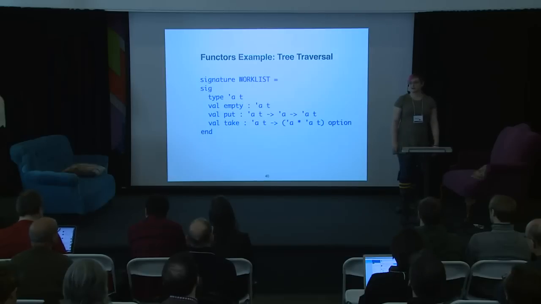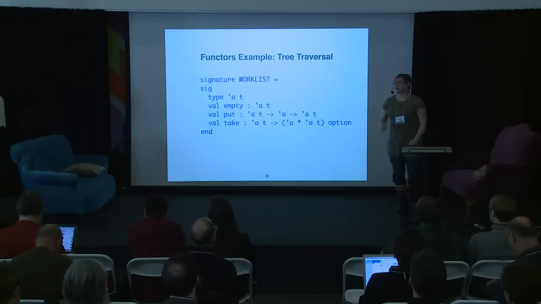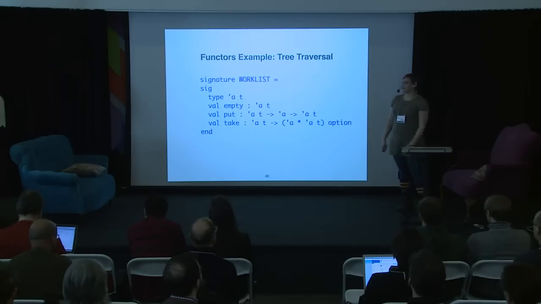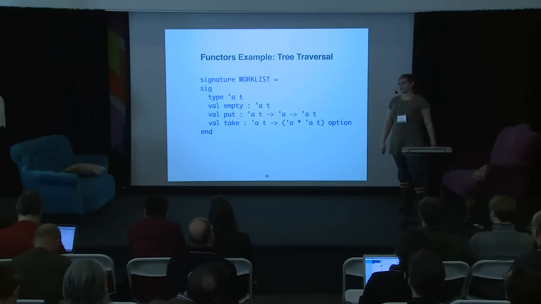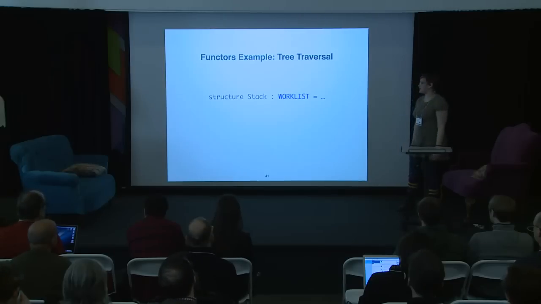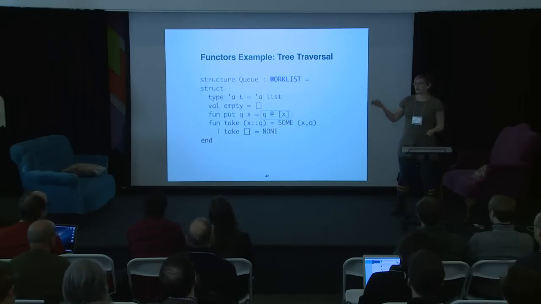And our work list signature is the same as our stack signature, except I've just changed the names of the fields to make them a little more agnostic, right? So we still have an empty, and we have a way of putting something into the work list, and we have a way of taking something out of the work list. So our stack implementation, at least if we change the names, should match this work list signature just fine. But so should a queue implementation.